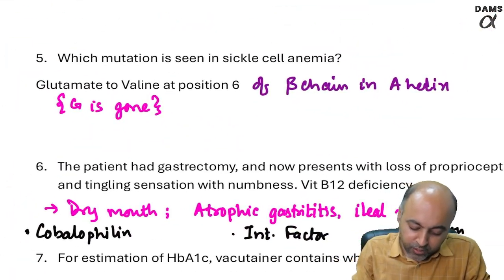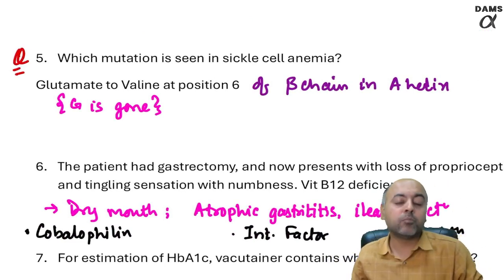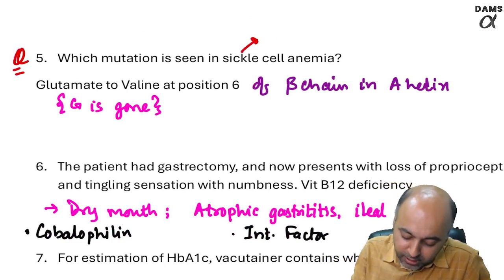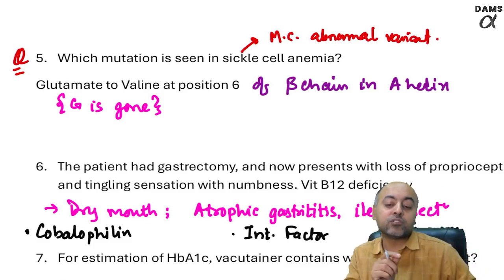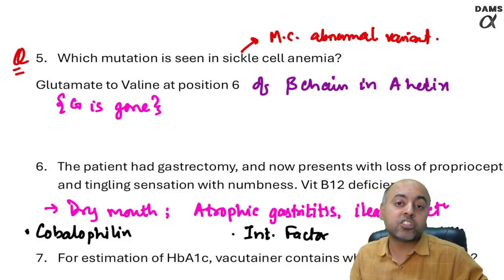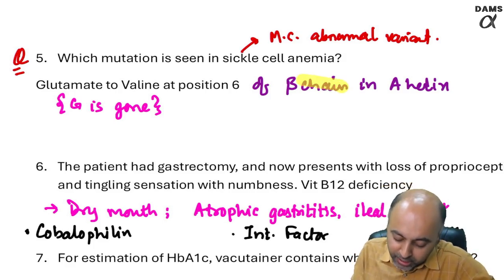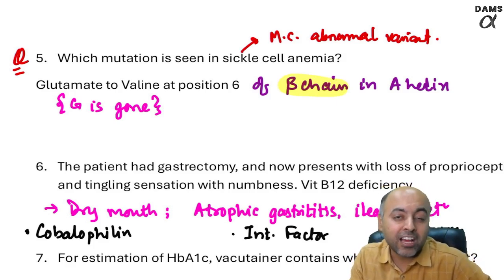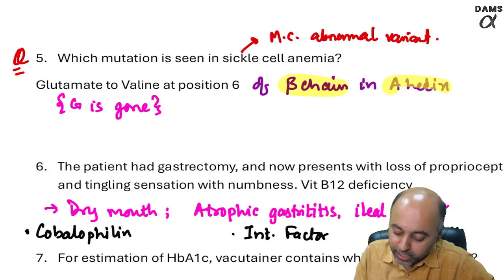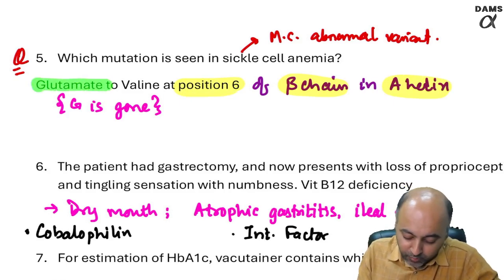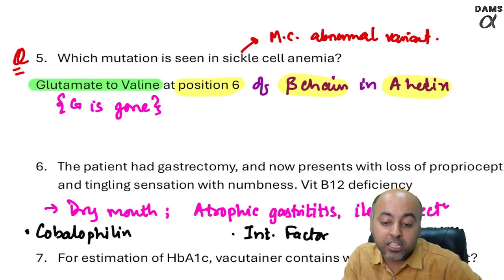We move on. One of the very common questions is about the mutation in sickle cell anemia. Why sickle cell anemia? This is the most common abnormal variant of hemoglobin, and that is why frequently you'll get the question on the mutation in sickle cell anemia. What you have to remember, in sickle cell anemia, the change is happening in the beta chain. In each of the chains we have 8 helices, so the change is limited to a helix at position 6. And what is the change? Glutamic acid is converted to valine.